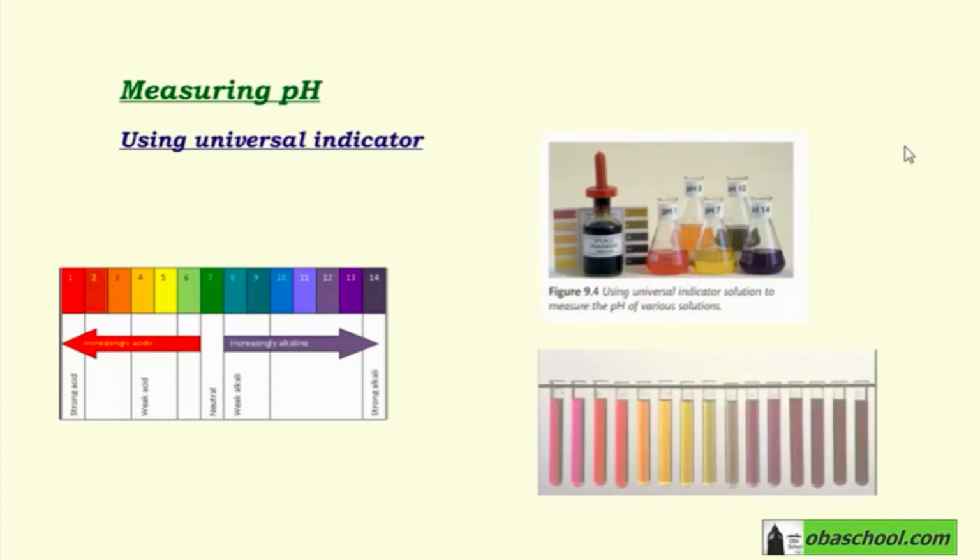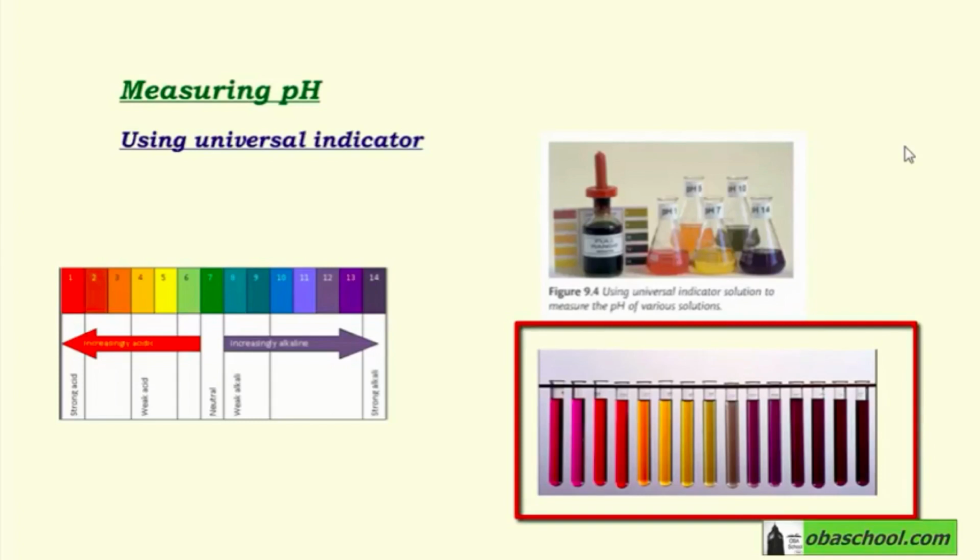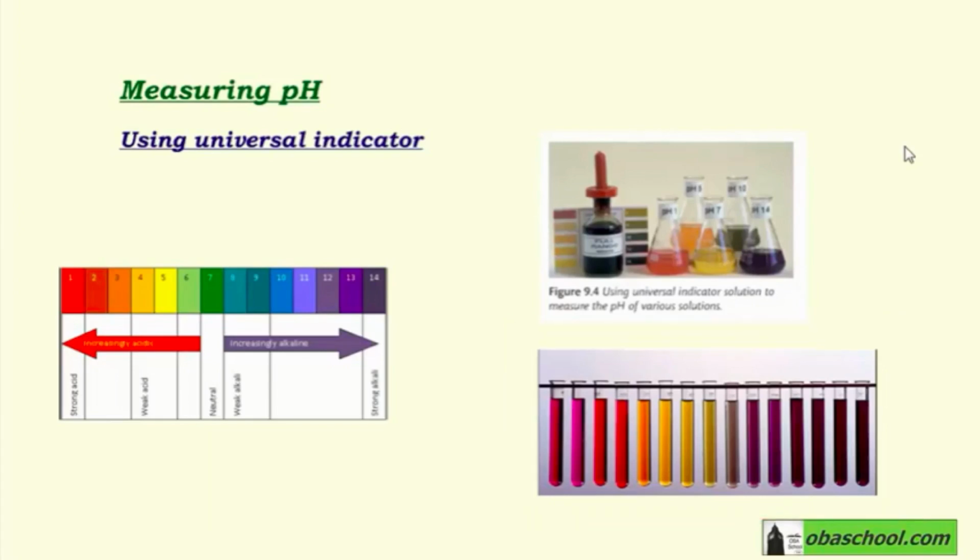This picture right here shows the possible colors we might obtain after placing the indicator in a solution. So this is how we measure the pH using universal indicators.